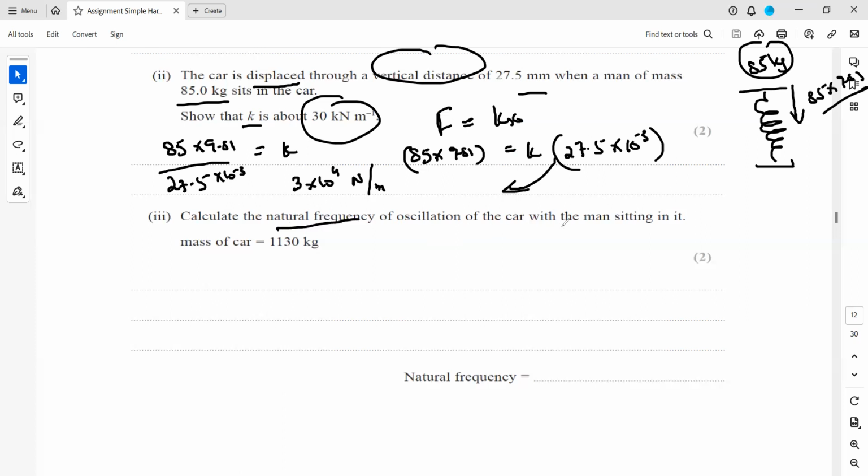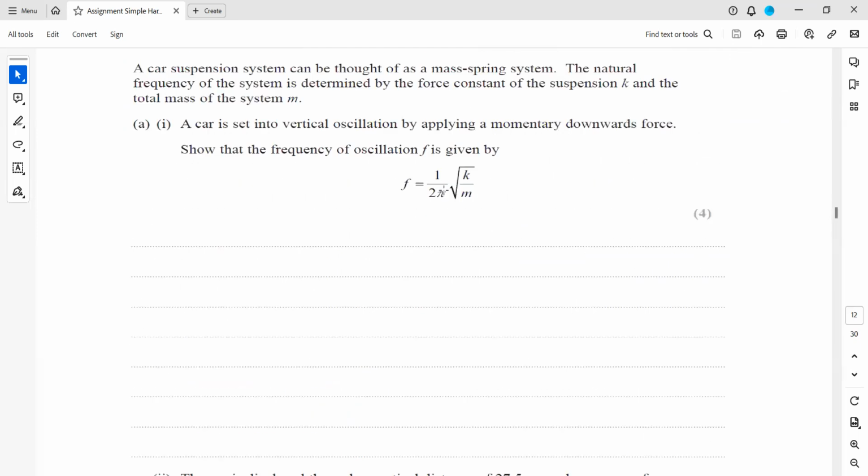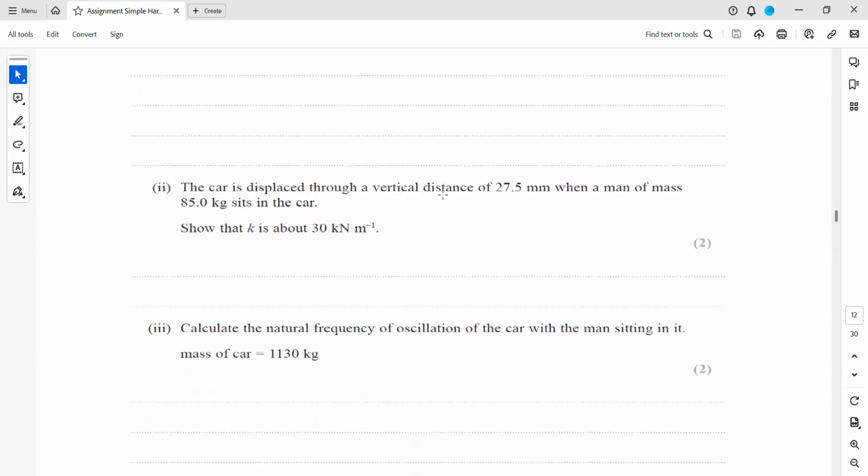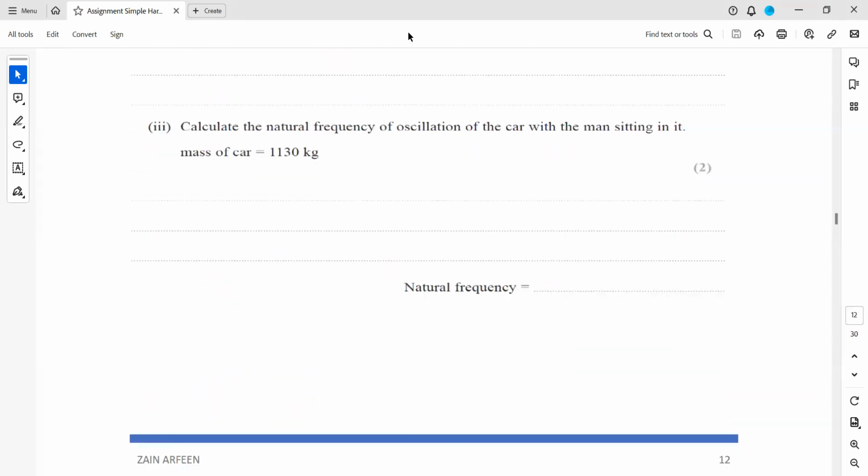Calculate the natural frequency of a car with a man sitting. The mass of the car is 1130. How to work out the natural frequency? They mentioned in the beginning that this formula is used to calculate the natural frequency. So you have to use the formula f equals 1 over 2 pi square root of K divided by M. We already calculated the value for K.